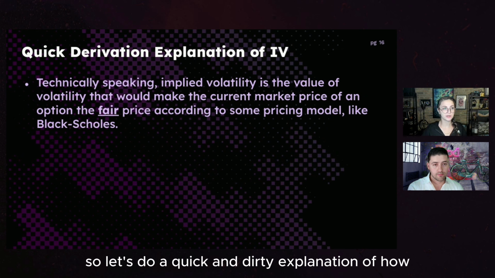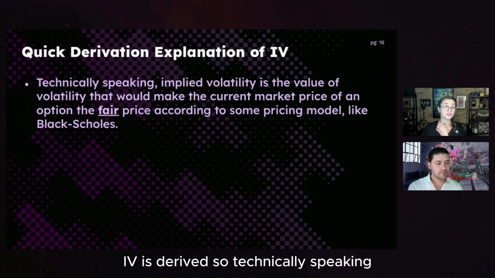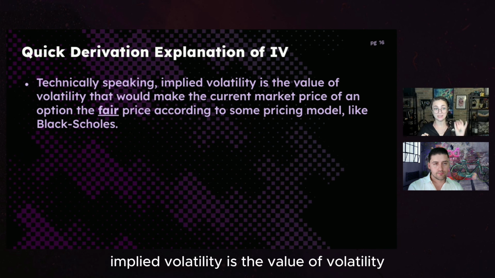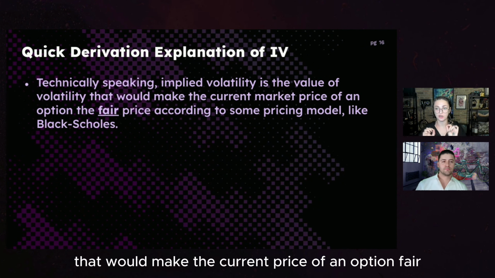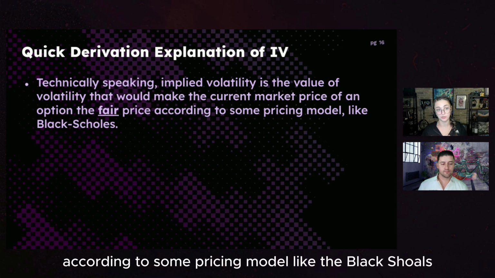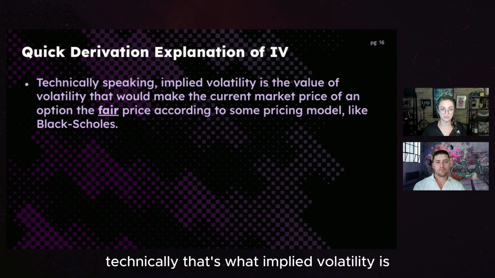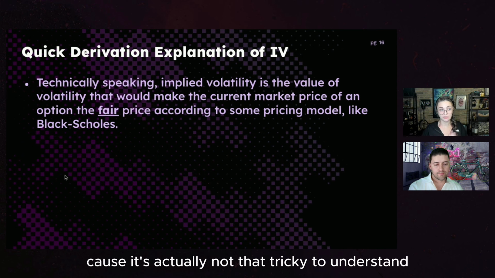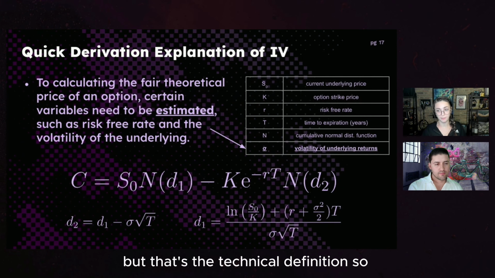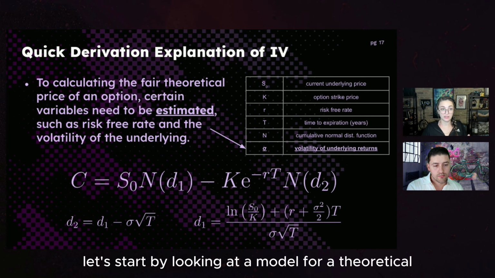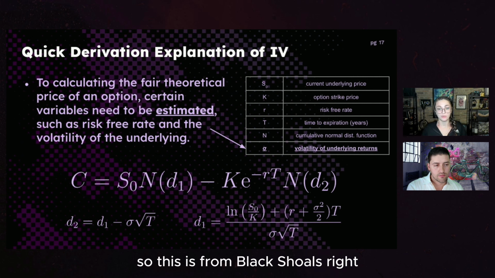Okay, so let's do a quick and dirty explanation of how IV is derived. Technically speaking, implied volatility is the value of volatility that would make the current price of an option fair according to some pricing model like Black-Scholes. Let's talk about exactly what that means, because it's actually not that tricky to understand, but that's the technical definition. Let's start by looking at a model for a theoretical fair price of an option. So this is from Black-Scholes, right?